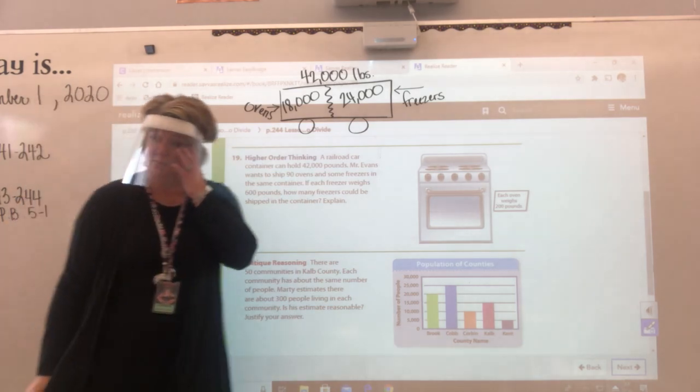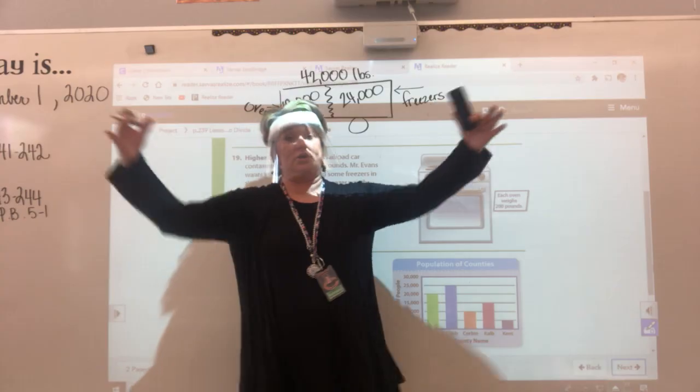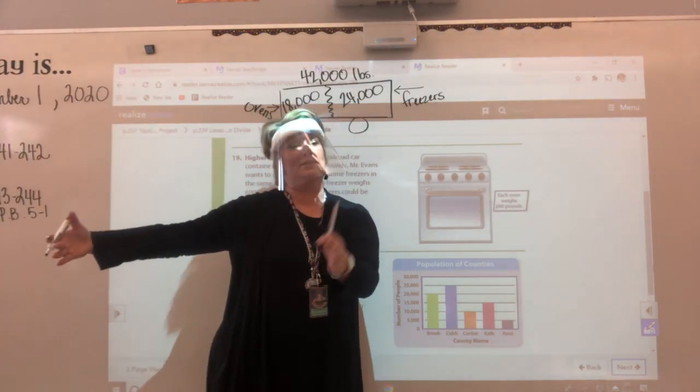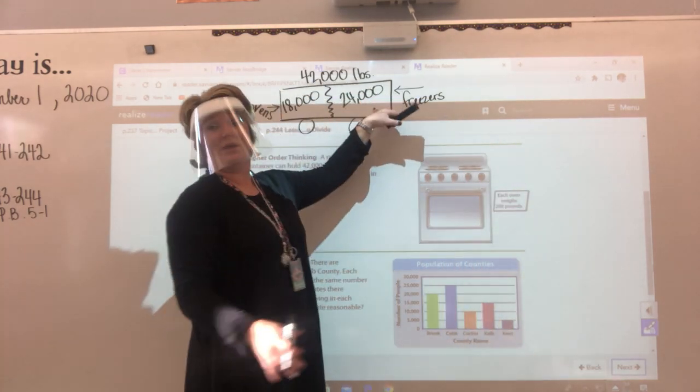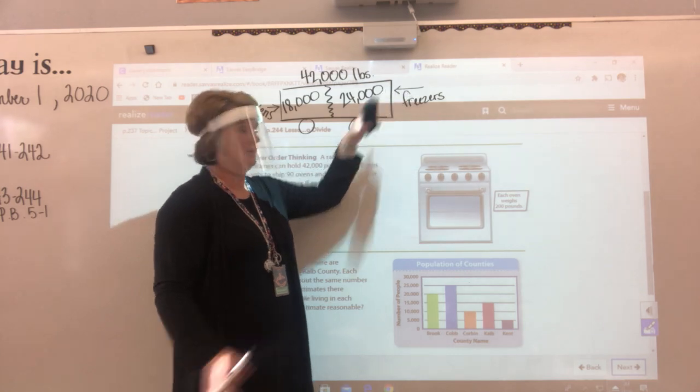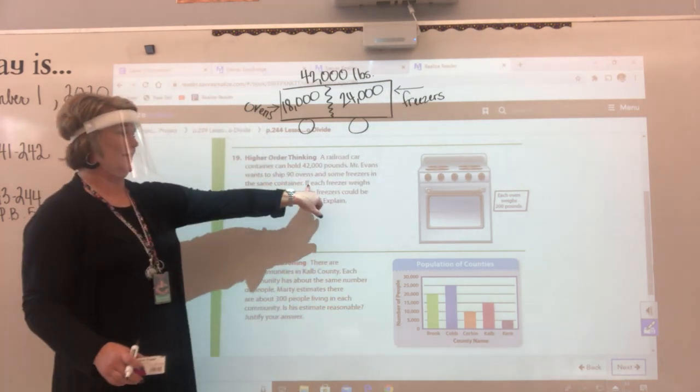Okay, so now we're getting somewhere. So I've got this cart. Half of it's for ovens that weighs 18,000 pounds. The other half is for freezers that weighs 24,000 pounds. Are you tracking with me? Okay, now let's get our pencil on it.